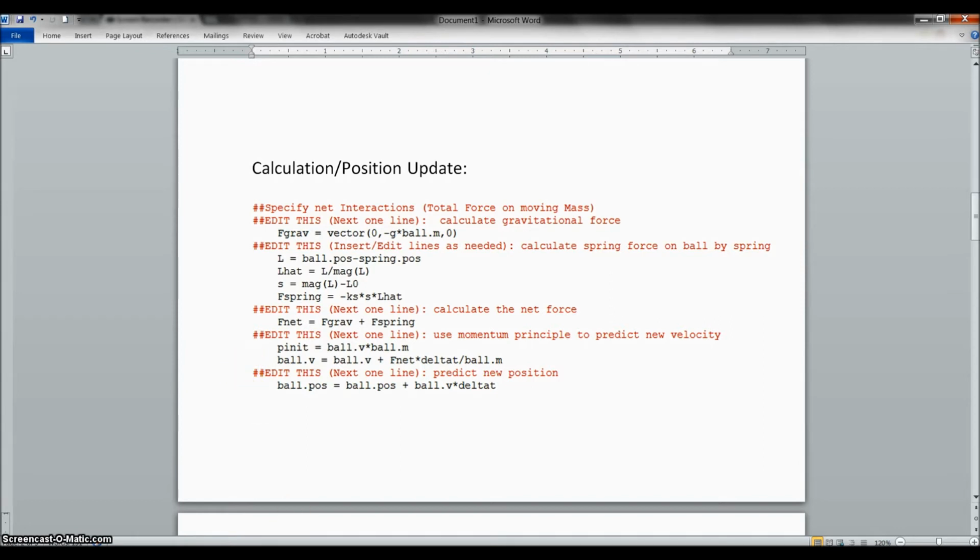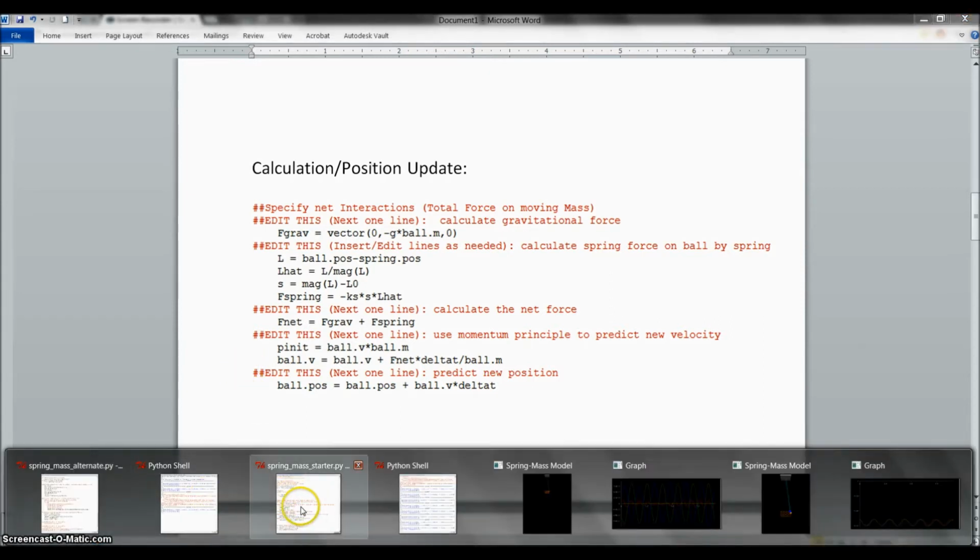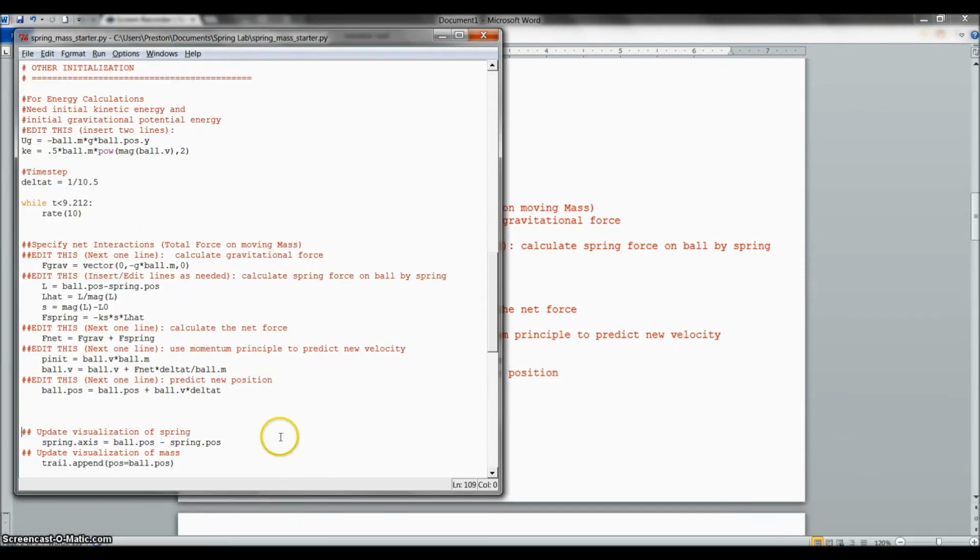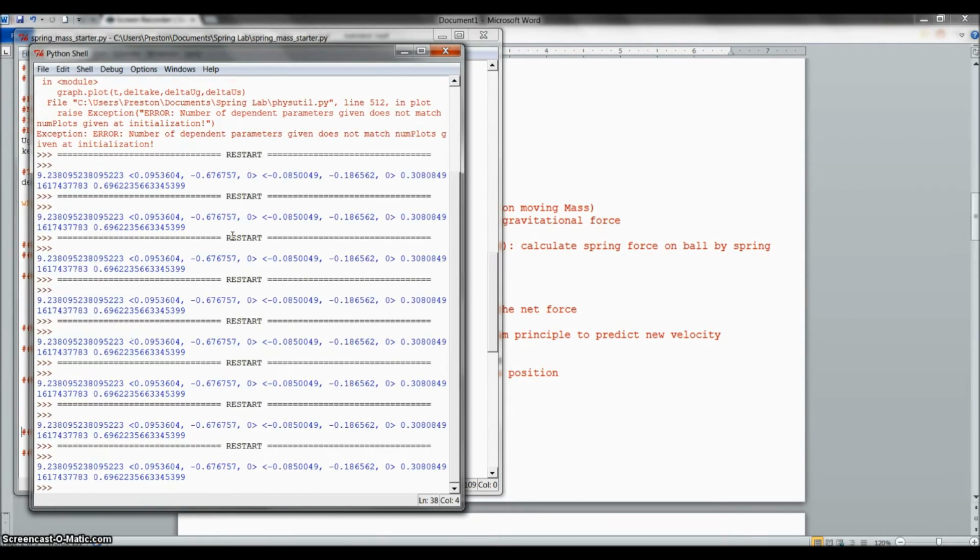So now I'm going to show you my model, which is this file, and so I'm going to run it. The orange ball will be my model, and the blue ball will be the data which I gathered from Tracker. So here goes.